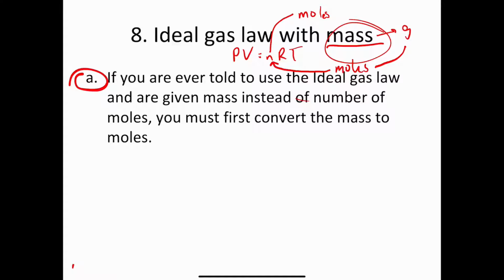So A says, if you're ever told to use the ideal gas law and you're given mass instead of the number of moles, you must first convert the mass to moles. PV equals nRT. So it says use the ideal gas law to find the pressure. All right, so we're still looking for P when 14.5 grams of nitrogen, nitrogen's a gas, occupies a volume of this, wait a sec, that's milliliters, and then Celsius. Oh boy.